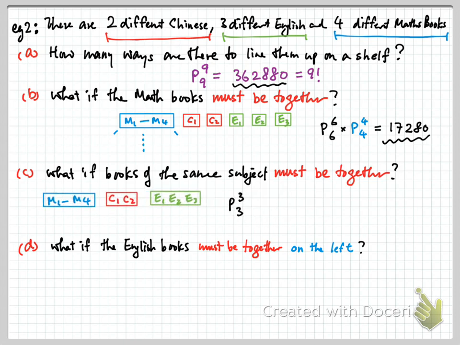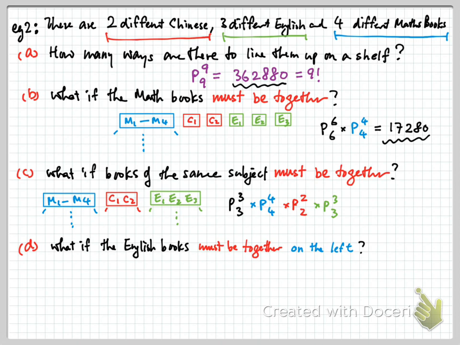Now for each of these permutations, you can open up the blue box and line up the books in the blue box. To do that, we have 4P4 ways to line up the maths books. And similarly, for each of these blue permutations, you can open the red box and line up the 2 books there. You can do it in 2P2 ways to line up the Chinese books, and similarly for the English books. So the answer goes to something like this.